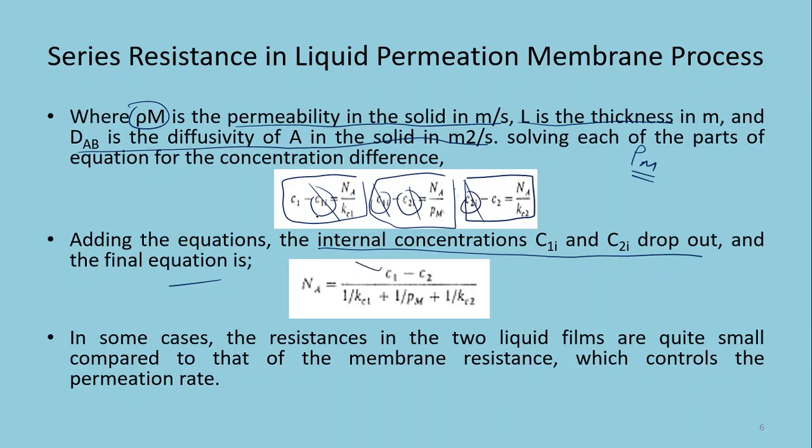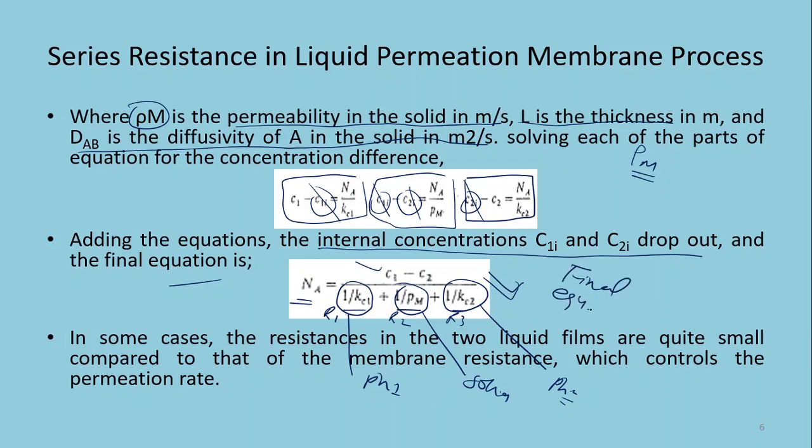C1 minus C2 is equal to the sum of all these, and NA is common. If you take the NA value outside, C1 minus C2 equals NA times (1 upon Kc1 plus 1 upon rho m plus 1 upon Kc2). These three are the resistances: R1, R2 and R3, that is, the resistance in phase 1, the resistance in the solid, and the resistance in phase 2. This is the final equation. You all have to remember it.